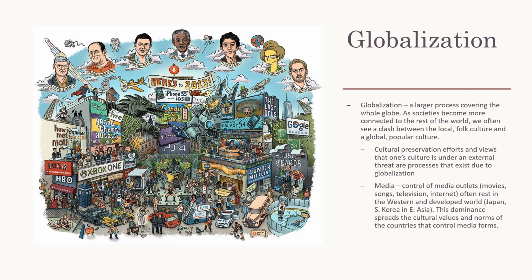So when we think about media in this sense, we're not talking like news media, we're talking media in every form: movies, songs, television, internet, right? These oftentimes are controlled by the most developed parts of the world. So Japan and South Korea in East Asia, the West for a lot of the places in the world. Britain has the BBC and their global networks. The United States has CNN and Fox News as their global networks. And that spreads our cultural norms and values throughout the rest of the world.